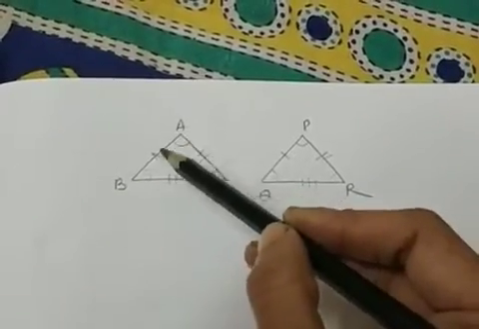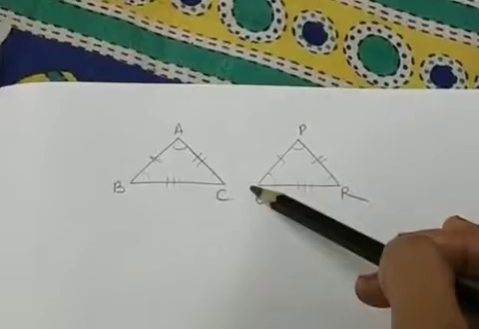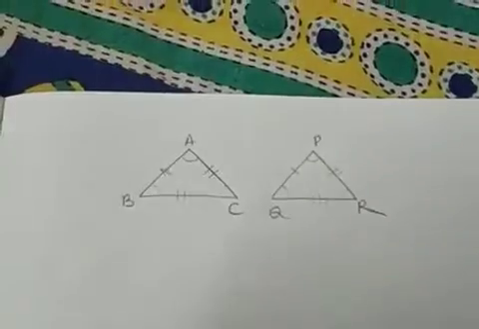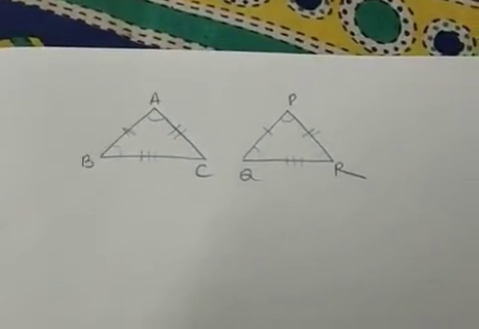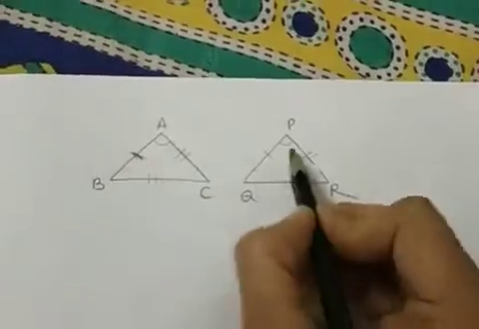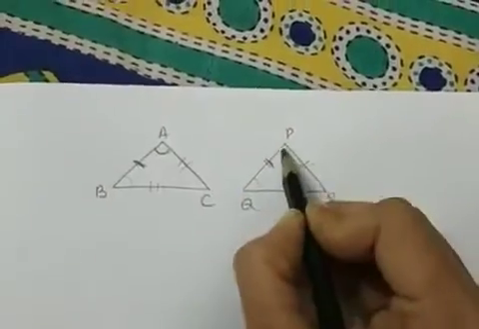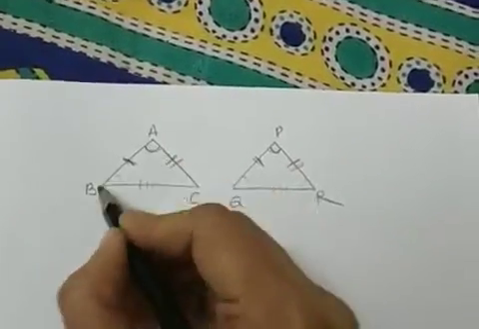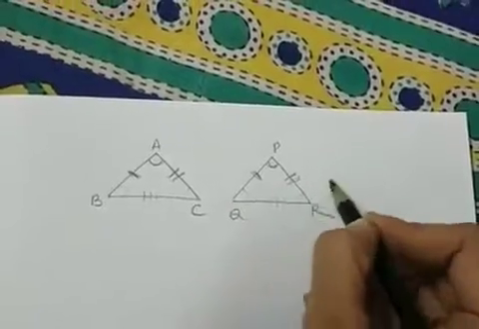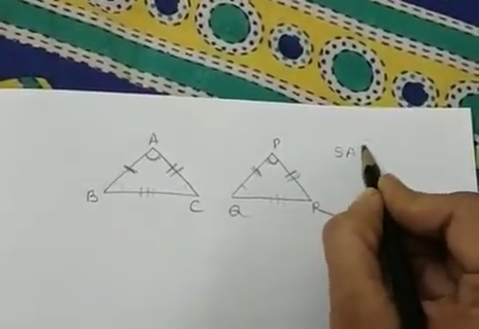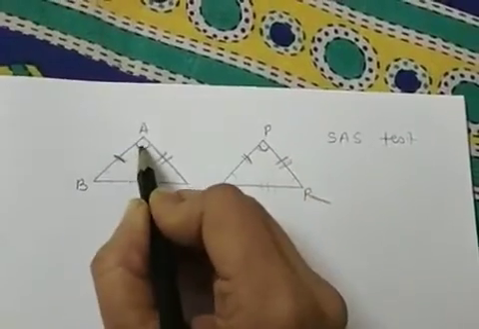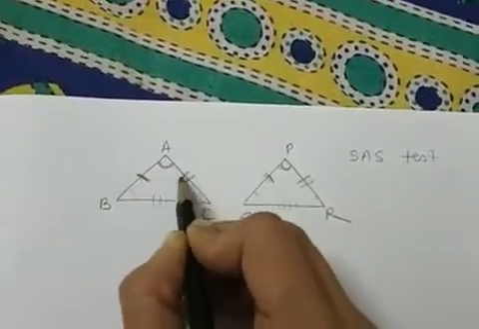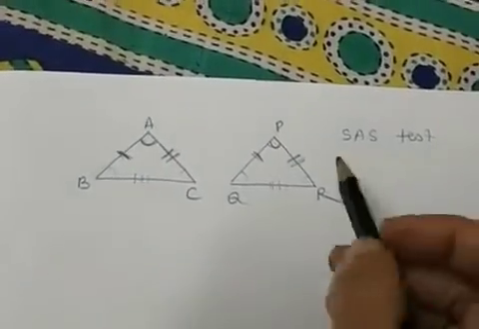If the corresponding sides of both the triangles are equal, then we say that the two triangles are congruent. Now suppose this side is equal to this side, this angle is equal to this angle, and this side is equal to this side, then triangle ABC is congruent to triangle PQR by SAS test. Why? Because it has one side, angle and another side, so the angle should be between the two equal sides. So this is equal by SAS test.